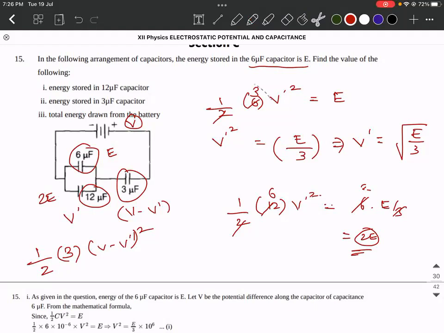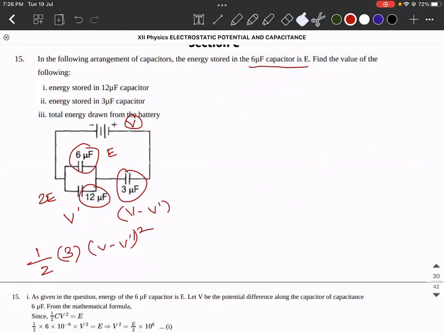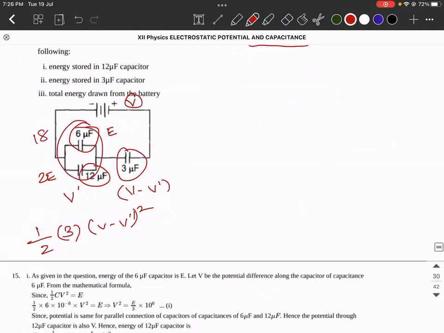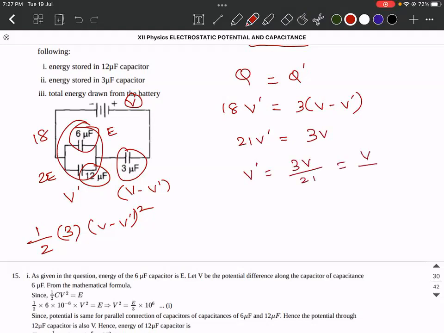Okay. We can do it like this. So the equivalent capacitance here is how much? 18. So on both the capacitors, the charge is the same. Q is equal to Q dash. But how will you write charge in terms of capacitance and potential? Q is equal to CV, right? So 18 into V dash is equal to 3 into V minus V dash. So 21 times V dash is equal to 3 times V. So V dash is equal to 3V divided by 21, or V divided by 7.